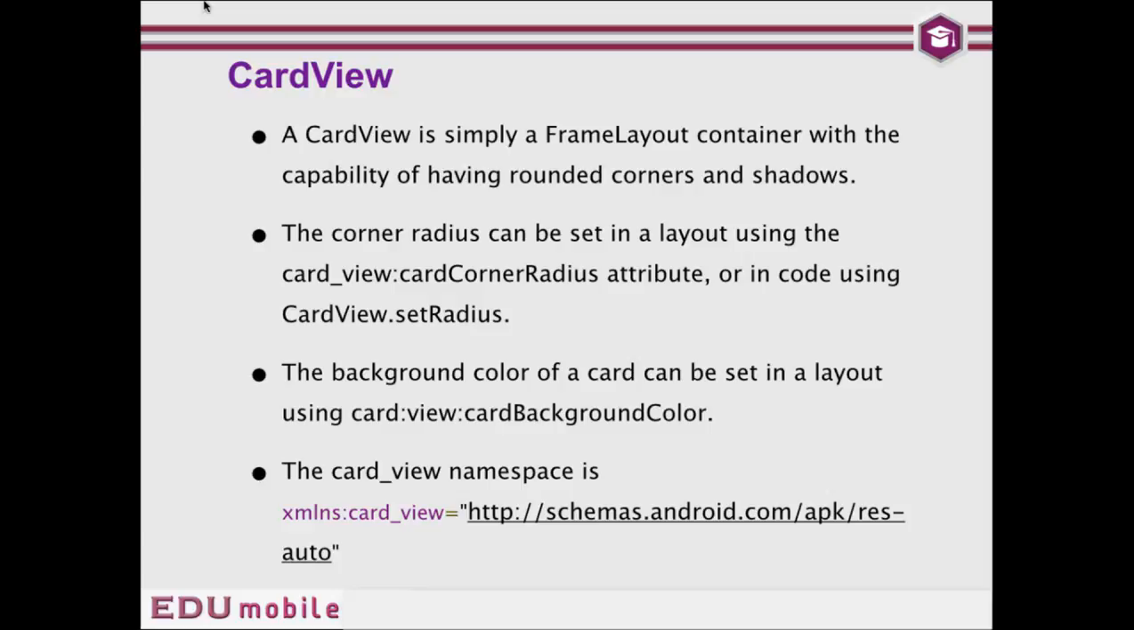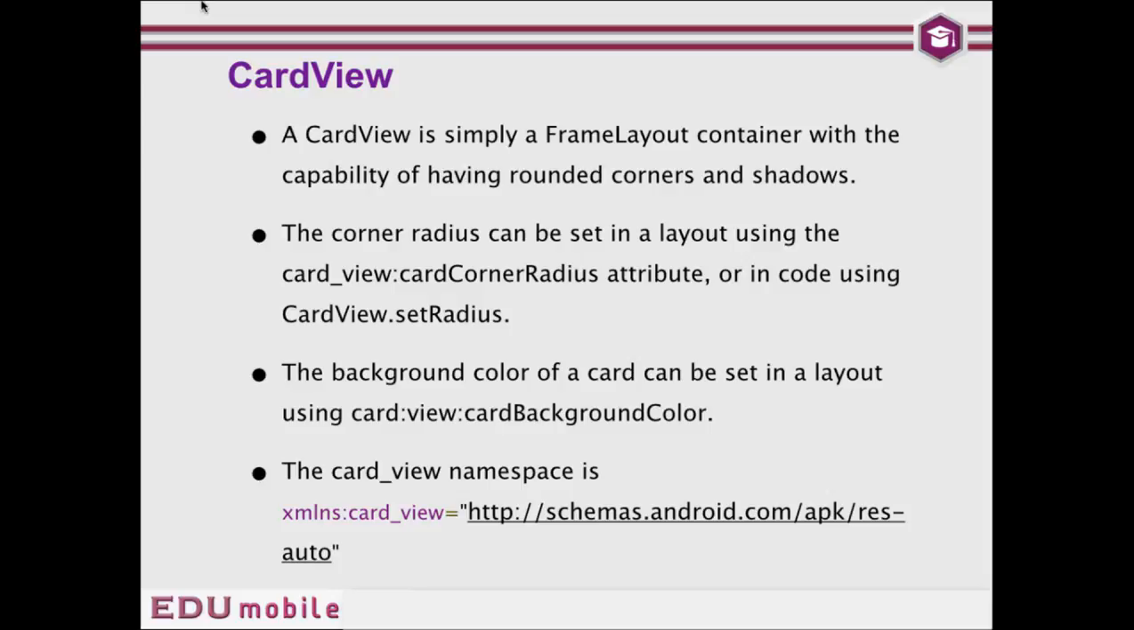Card view is really just a frame layout container with the capability of having round corners and shadows. Why do we use card views? Why don't we just create frame layouts? Google wants developers to move toward card views for things that have the same sort of layout characteristics that might have different data. So something that shares layout parameters but has different data, kind of like a business card or a flyer view or something like that. So we use these cards now instead of just building our own frame layouts.